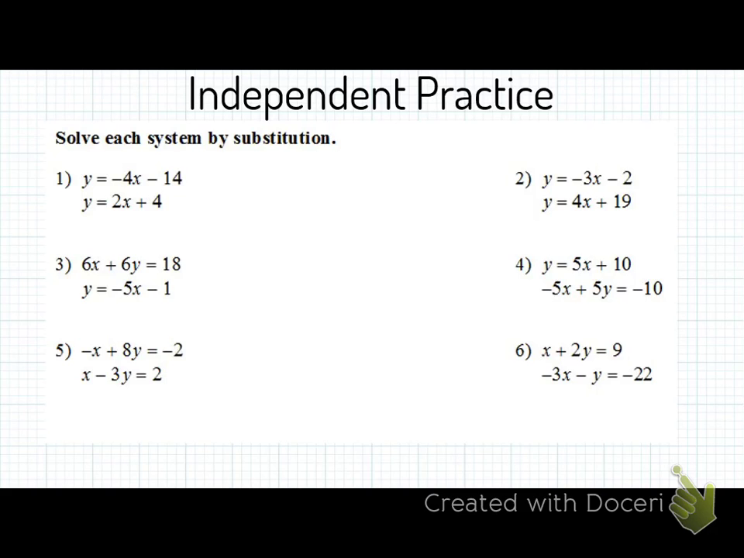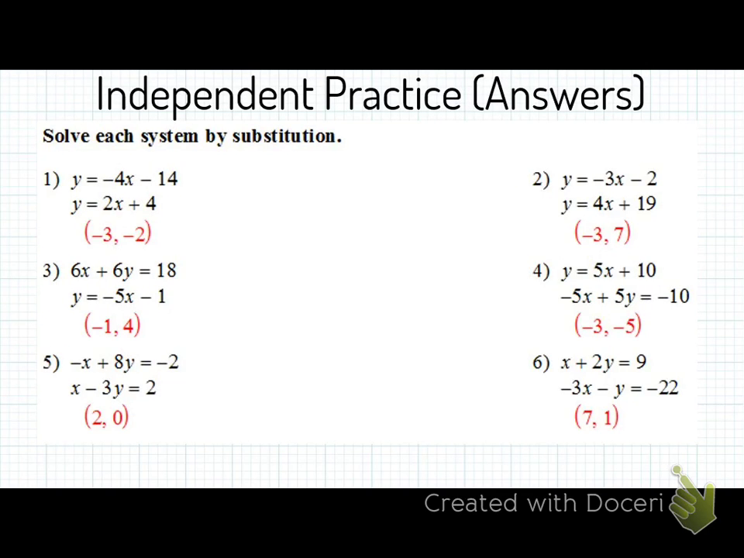Alright students, so you should have worked through these, okay? Let's check your work. Remember, you're not copying the answers. I want you to reflect to see if you got these right. And of course, you could have checked your work using Desmos, right? So anyways, here are the answers here. So take a moment to review these.